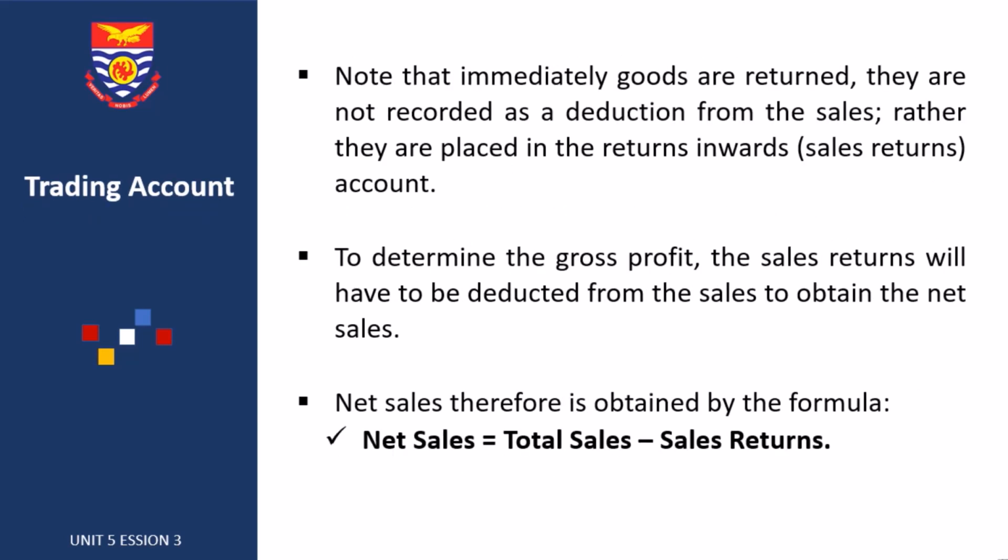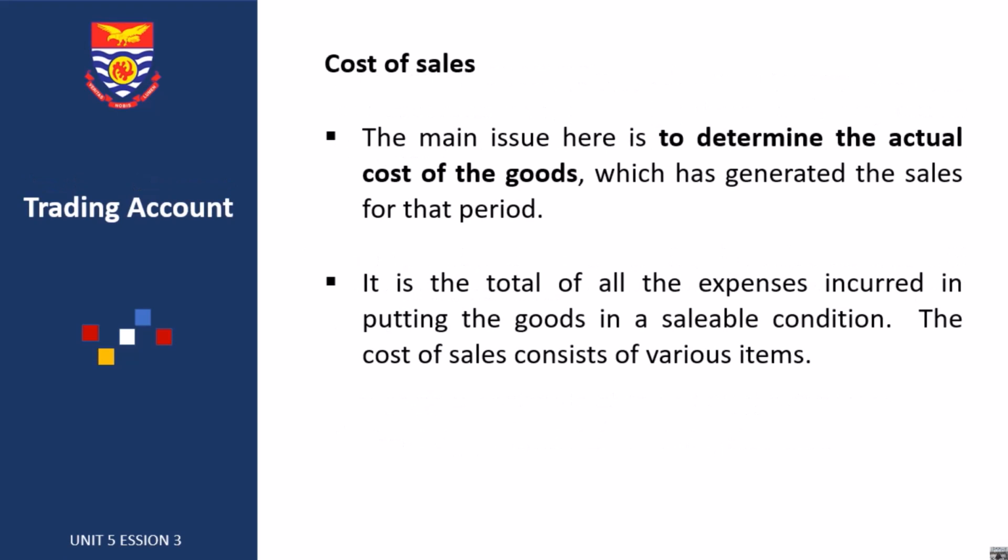Note that immediately goods are returned, they are not recorded as a deduction from the sales. Rather, they are placed in the return invoice or sales returns account. To determine the gross profit, the sales returns will have to be deducted from the sales to obtain the net sales. Net sales therefore is obtained by the formula net sales is equal to the total sales minus sales returns.